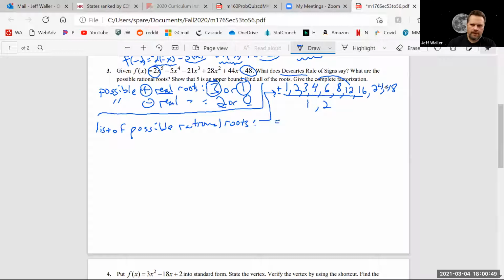So let's see, what do I end up with? I end up with all these things over 1. So that's just all of them. So plus or minus 1, 2, 3, 4, 6, 8, 12. Now, hopefully you guys agree that all the even numbers up top are going to result in no fractions, right? Because I'm going to divide by 2. It's going to be something I already have.